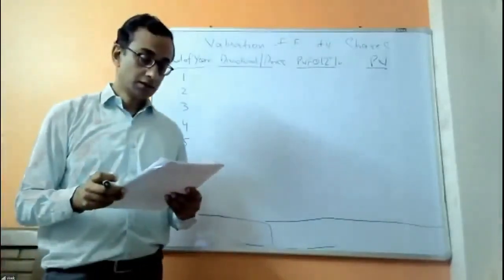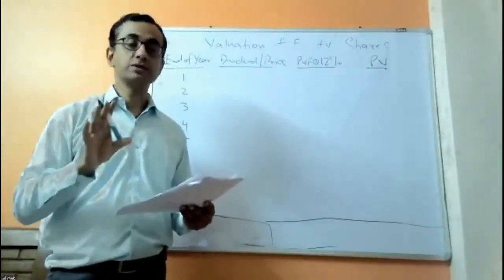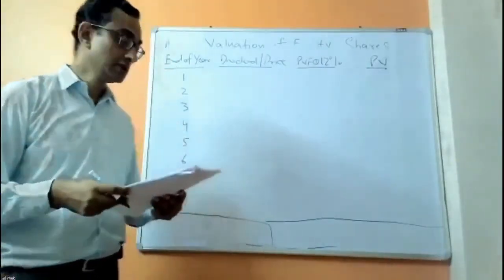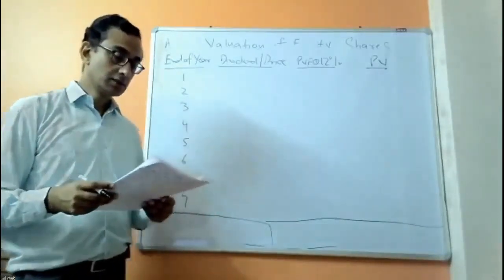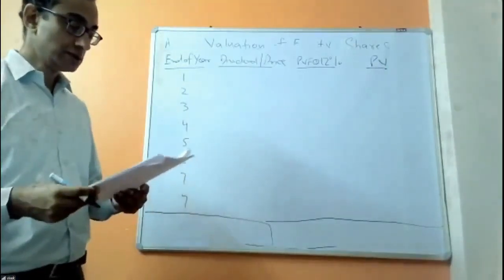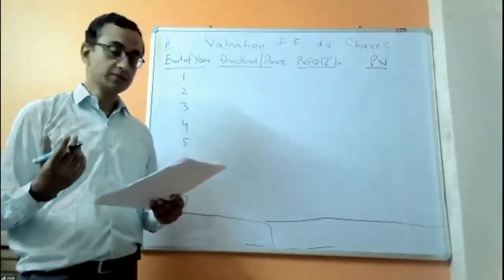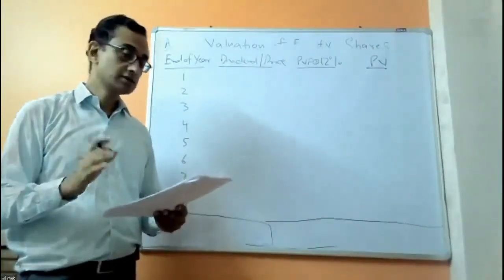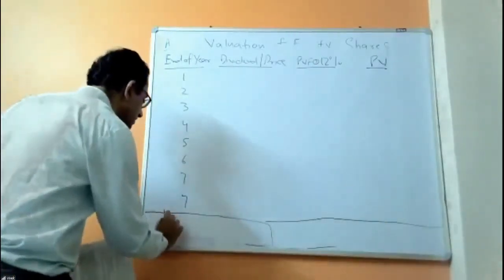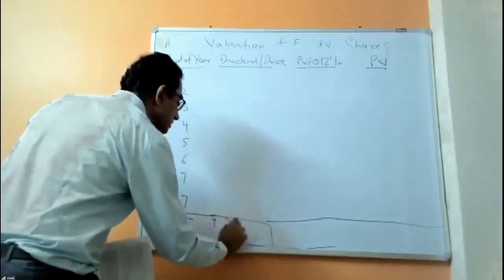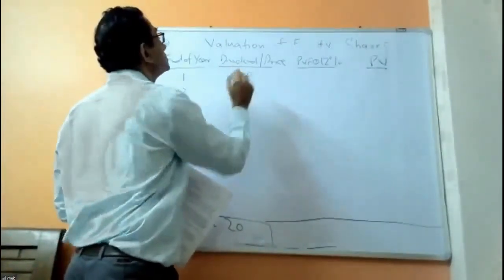Now, let us assume that the investor is holding one share only because it will be easier to solve this question properly. Let us say Mr. A is holding one share. So, for one share, his dividend will be rupees 20 because dividend is 20% and face value is 100. So, 20% of 100 is 20. So dividend is rupees 20.